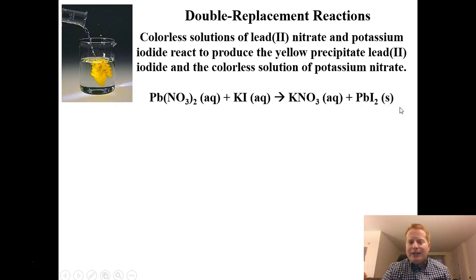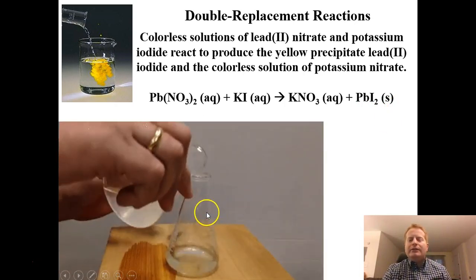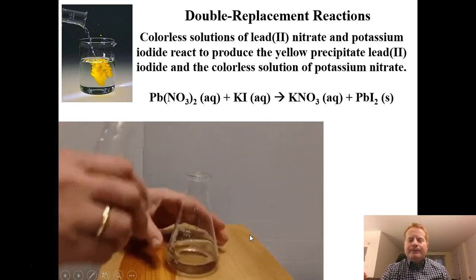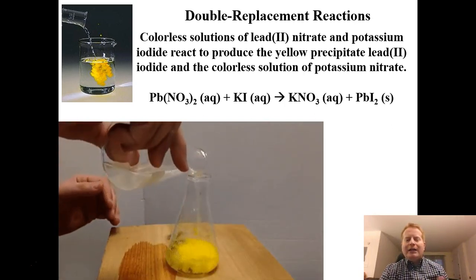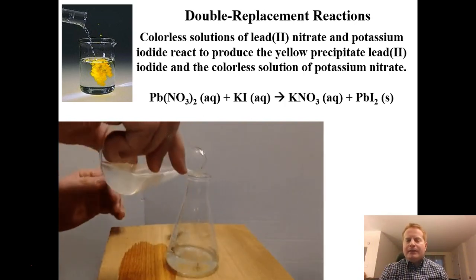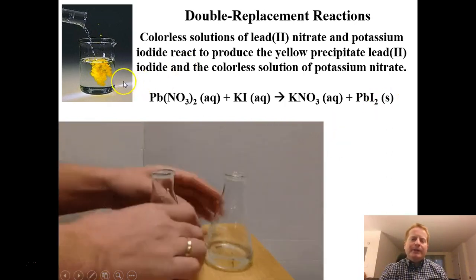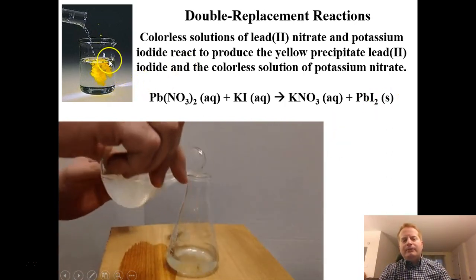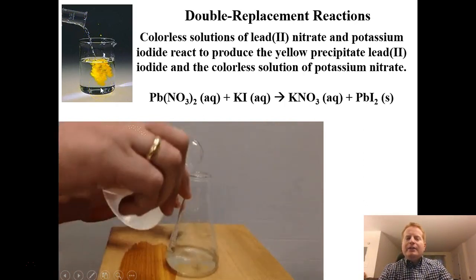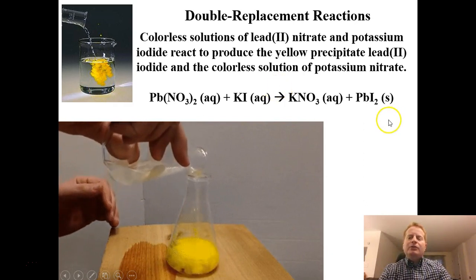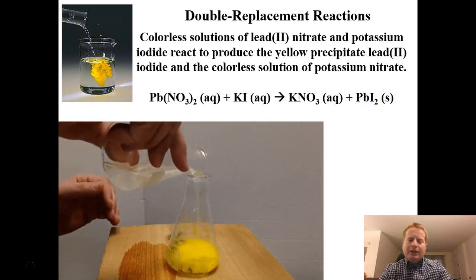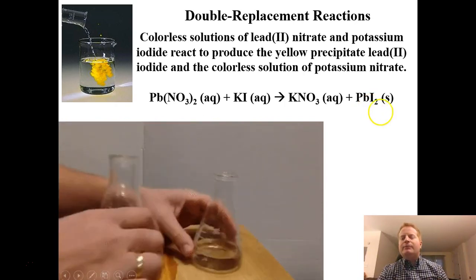So let's take a look at what that actually looks like. Here we have two clear solutions, both relatively clear. And then when you put them together, you see that yellow kind of cloudiness that's forming. That yellowness that wasn't there before is the solid that's forming. You can also see it in the picture up here. So in the picture up here, there was clear liquid in the graduated cylinder, clear liquid in the beaker, and when they come together is when they form that new lead-2 iodide, which is a solid. So that cloudiness is formed because a solid is there.